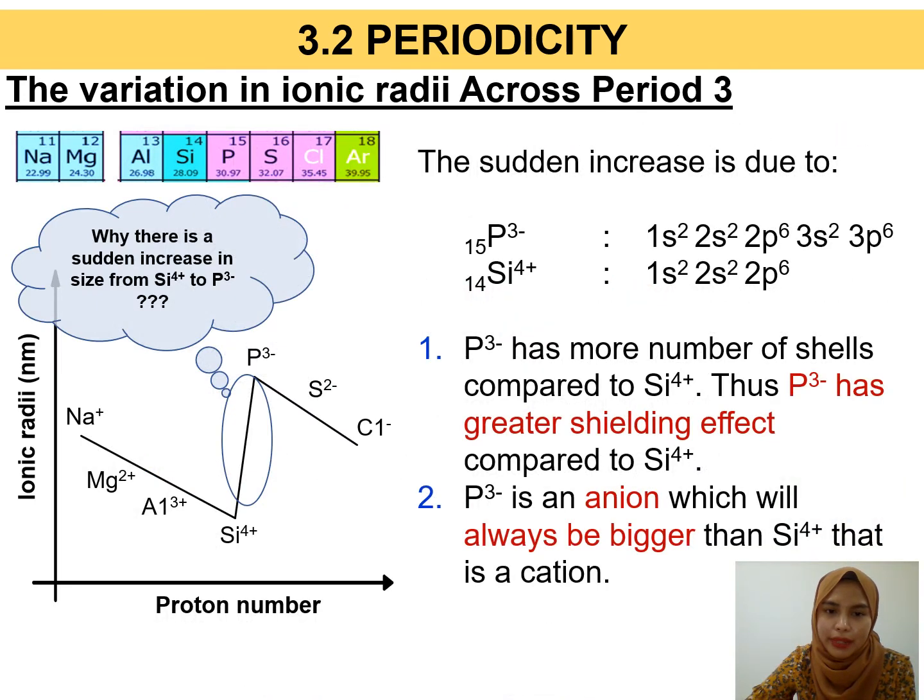Next, how do you explain the big jump between this cation ion and anion? Okay, you can give two reasons. The first reason is that P has more shells, that's why the shielding effect at P increases. Because the shielding effect increases, the size of P will be larger than the size of Si4+. And also you can say that P3- is an anion. That's why it is bigger than the cation ion Si4+.